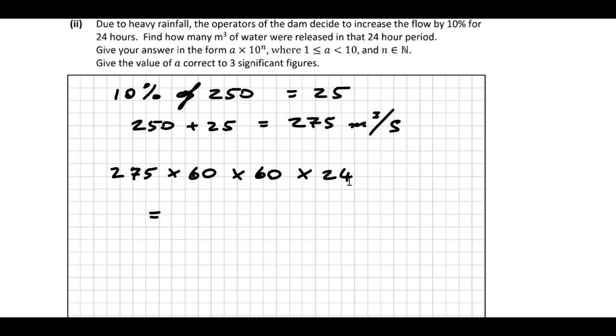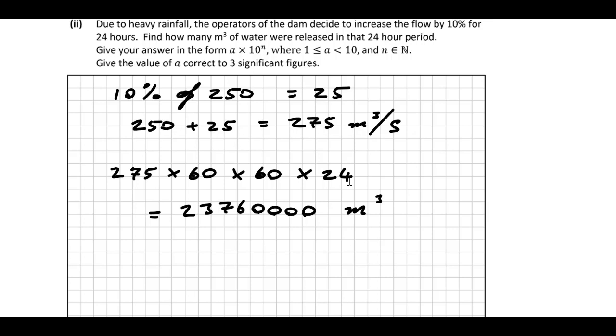So let's have a look at that. 275, we've got to multiply it by 60 to convert it to minutes. Multiply it by another 60 to convert to hours. Multiply it by 24 for 24 hours, and we get 2376 with 4 zeros after it, and that's how many cubic meters were released. So that's meters cubed.